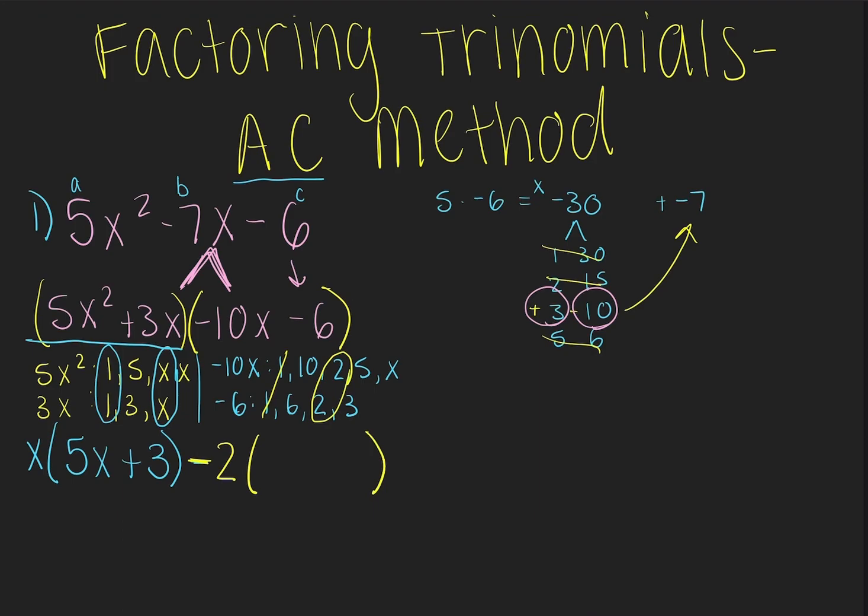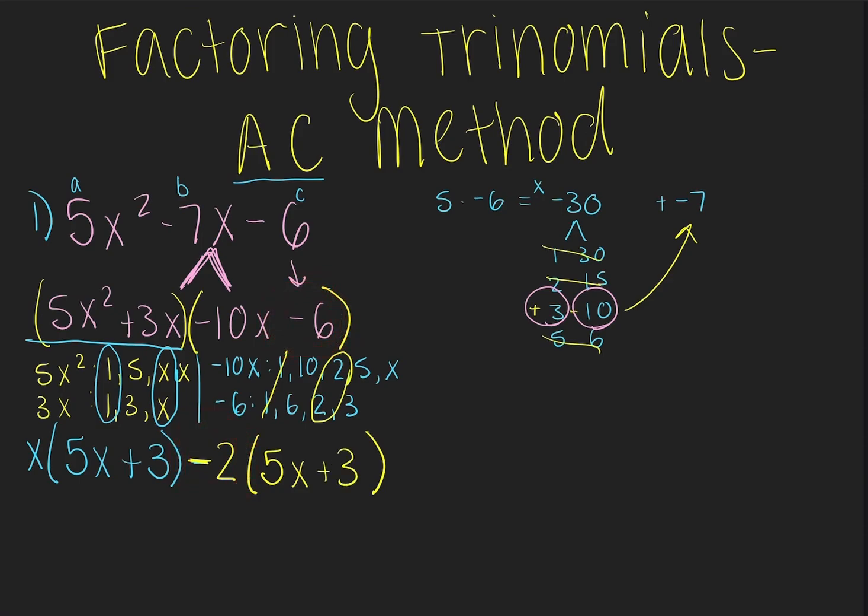I'm going to write my parentheses, and let's write what's left over when I take out a negative 2. Negative 10x, and I took out a negative 2. So I'm going to divide those. Negative 10 divided by negative 2 is positive 5. I have this x, but I didn't take out any x here, so just bring down the x. And now I have negative 6 divided by negative 2, which is positive 3.